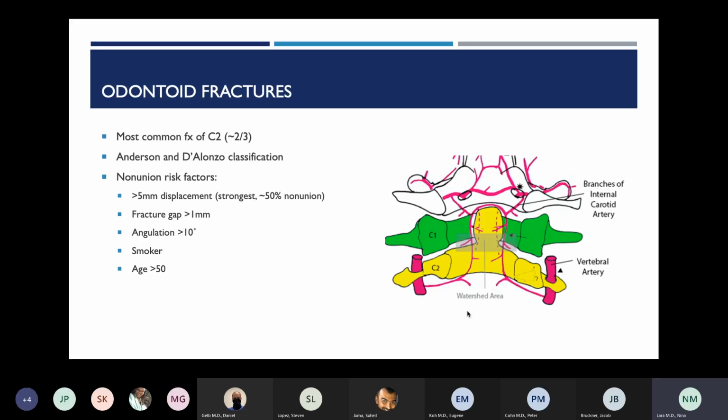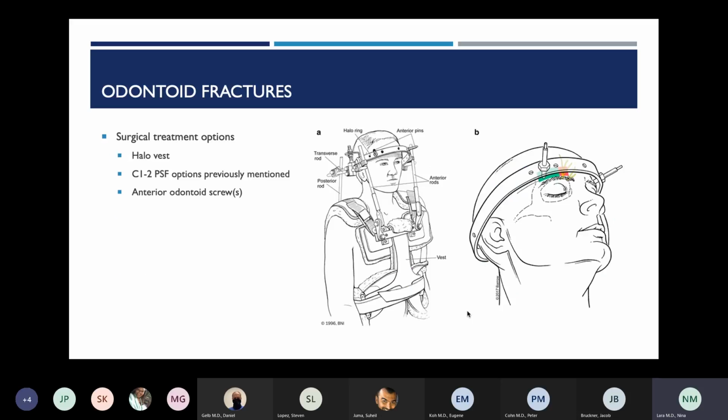Okay, so risk factors for non-unions are greater than 5 millimeters displacement for type 2, a fracture gap of greater than 1 millimeter, angulation of greater than 10 degrees, a smoker, and an older patient. Again, this is because of the vascular watershed area. Surgical treatment options are halo vest. Again, the literature shows halo vest should be avoided in elderly patients. There's a higher mortality rate, 42% in patients over the age of 65 versus 20% in the non-halo group. C1-C2 posterior spinal fusions are, as we talked about before, an option.